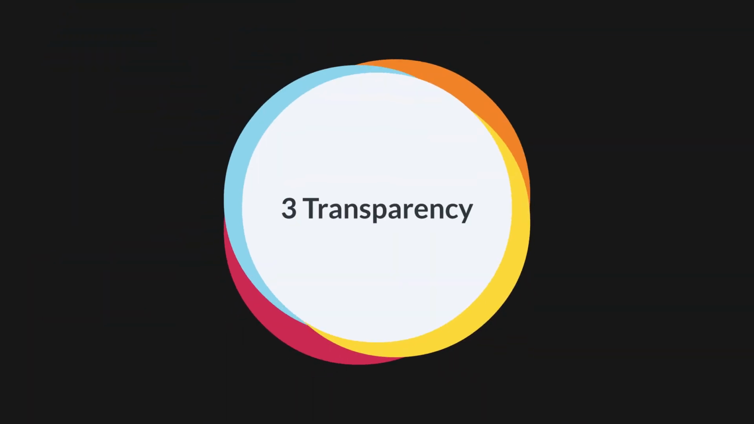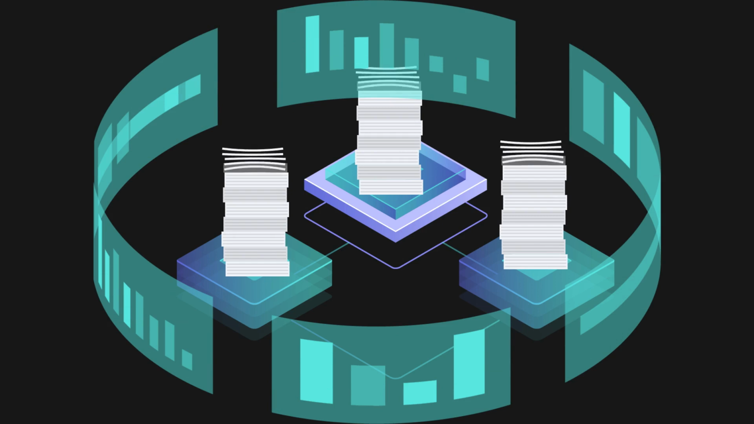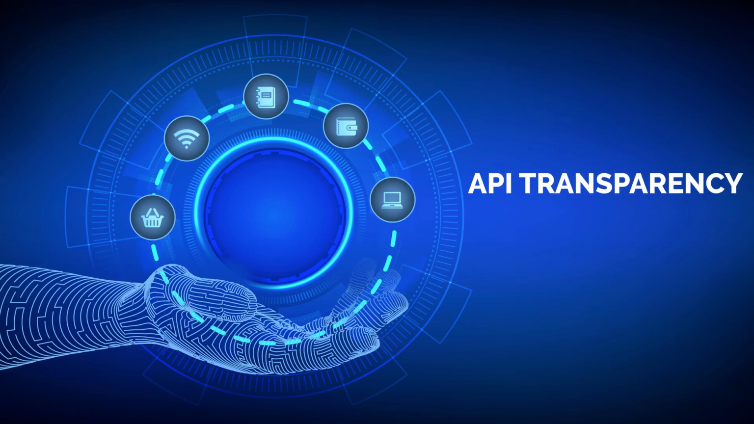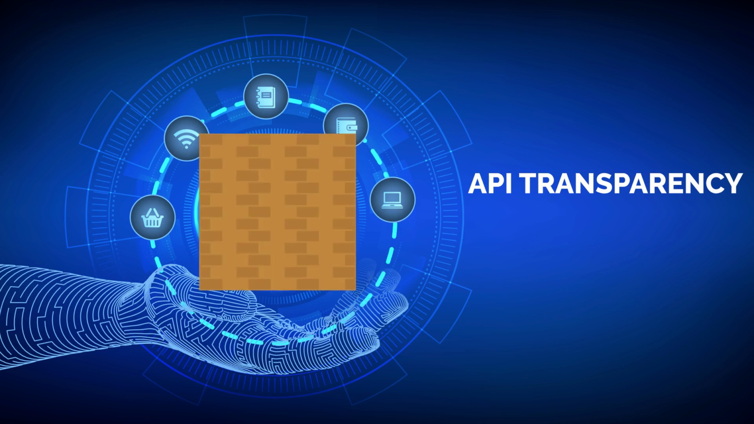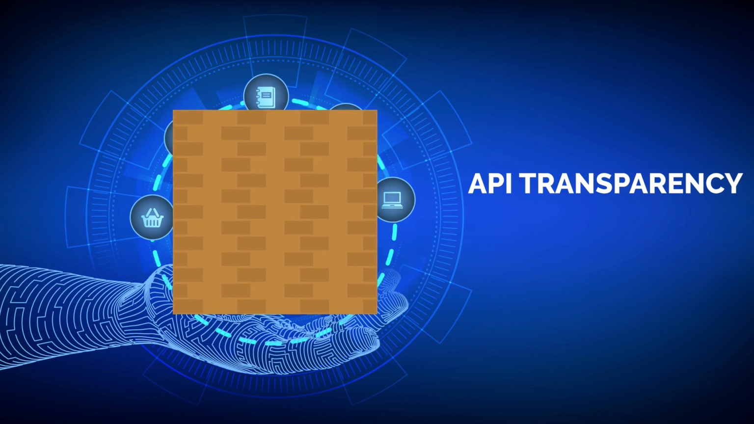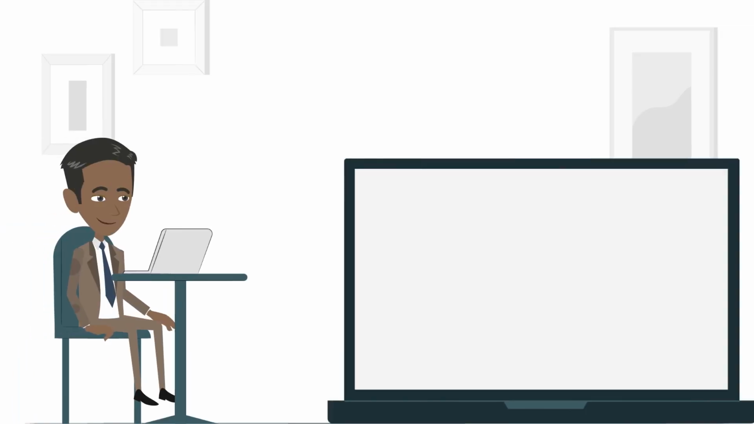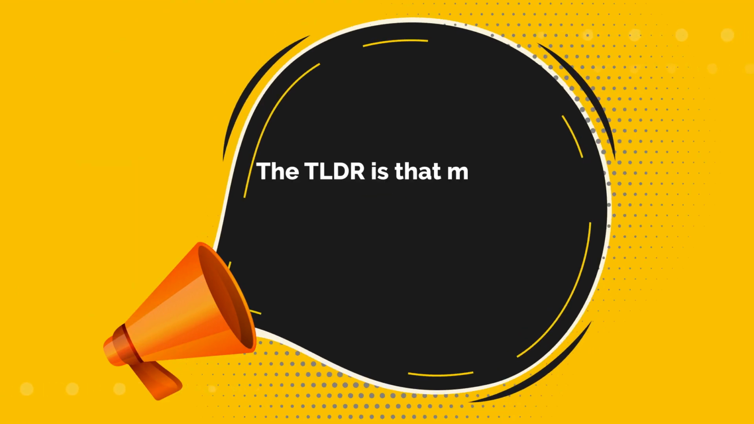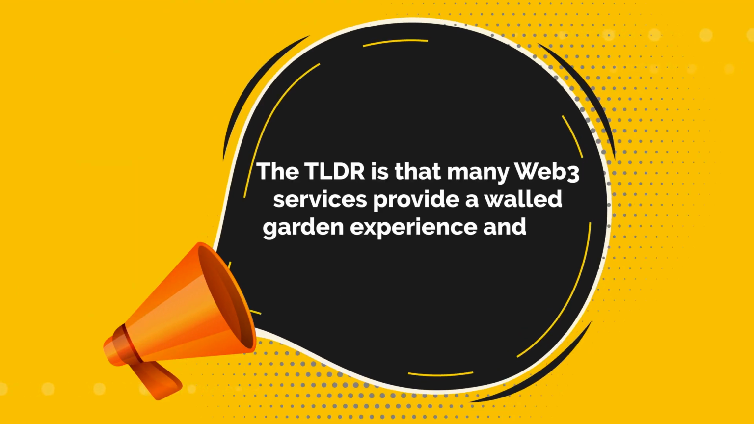Third comes transparency. Not the transparency of transactions in a public ledger. We are talking about API transparency. Is your service providing native blockchain API access? Are your transactions routed through third-party APIs? Moxie Marlinspike has a great blog post on this problem. The TLDR is that many Web3 services provide a walled garden experience and you are at their mercy.